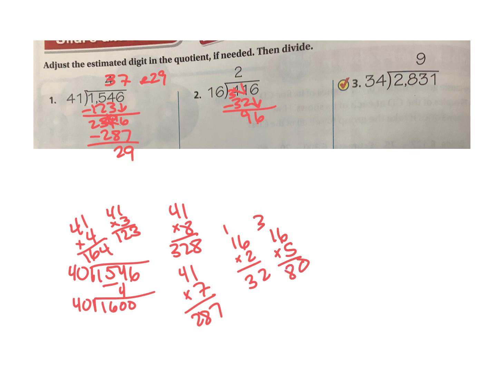5, 6, 7, 8. I think I can go one more time. So let's go up 1. 16 times 6. 6 times 6 is 36. 6 times 1 is 6, 7, 8, 9, exactly 96. So 16 times 6 gives me exactly 96.